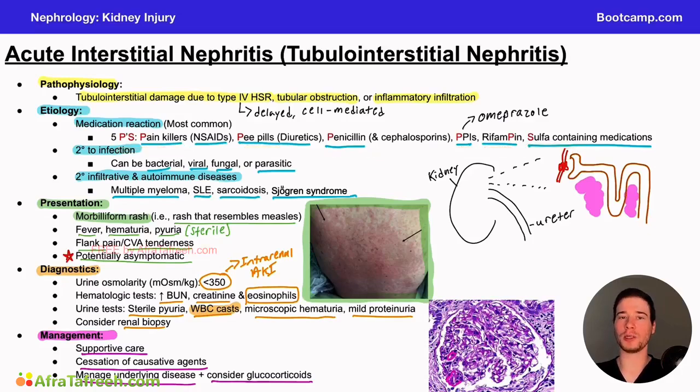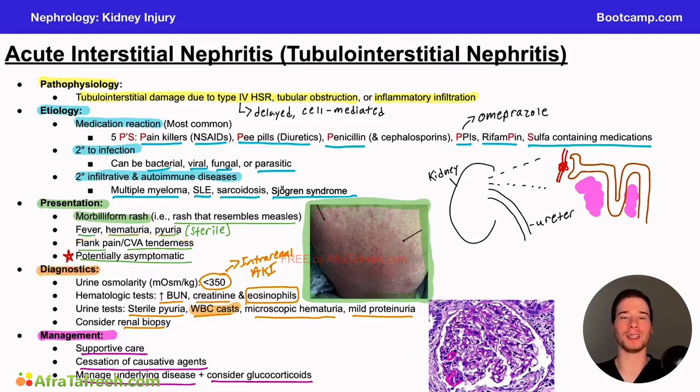It can also be due to some other things, including infections and infiltrative or autoimmune diseases. When we're thinking about the presentation here, we really want to be on the lookout for a rash, along with some less specific findings like fever, hematuria, or kidney involvement. It's also worth noting that with most of our AKIs, patients can actually present asymptomatically if they have a mild case, and that same rule applies here.